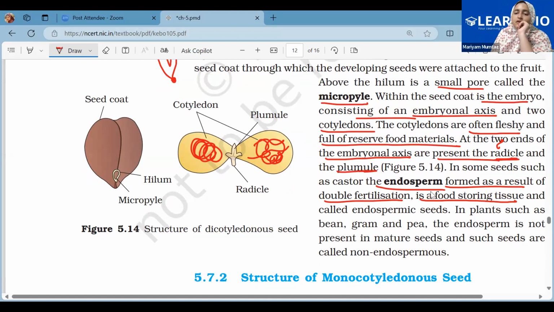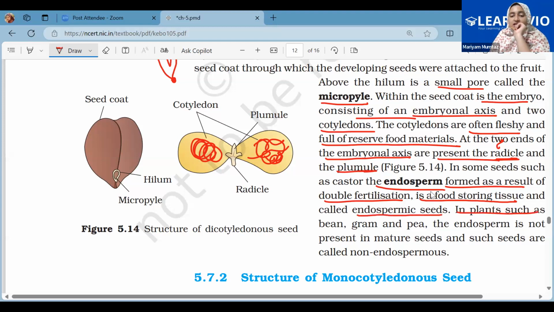Not just castor, there are some other seeds like this also. Maize and wheat have endosperm present in them. Now, endosperm is again a reserve food material for the seed. Those seeds that have endosperm present, we call them endospermic seeds.